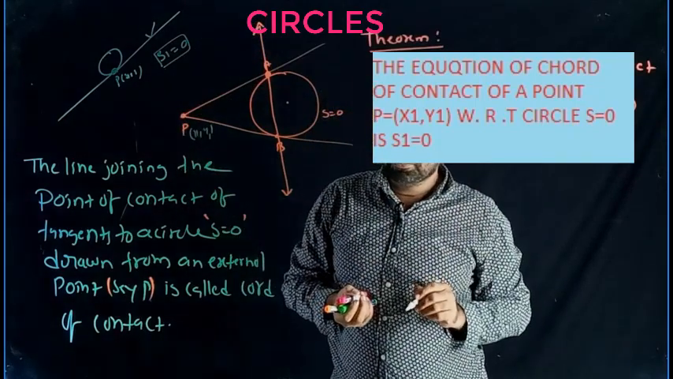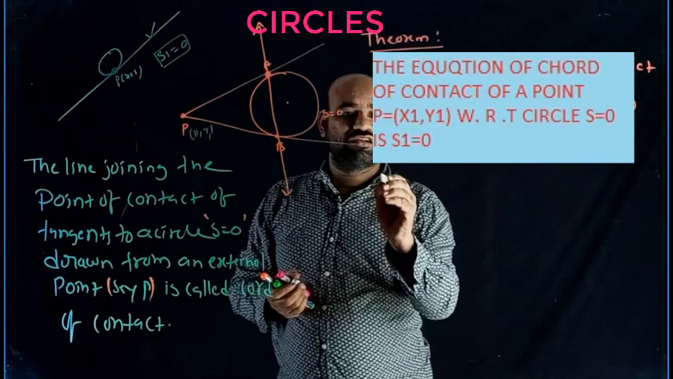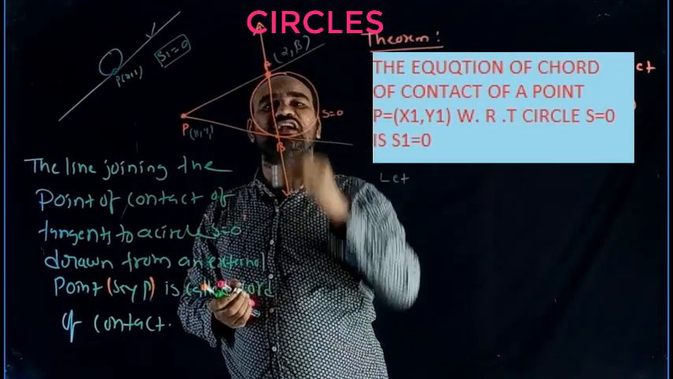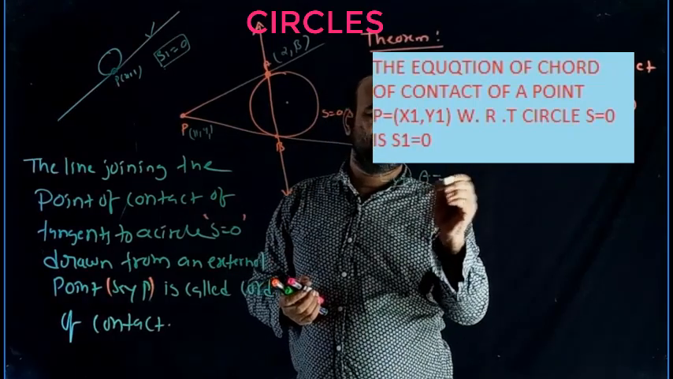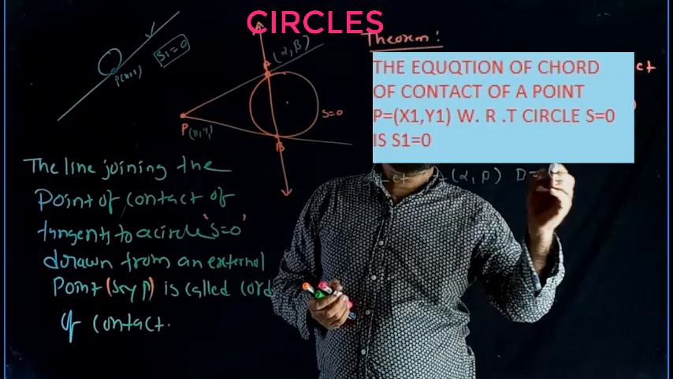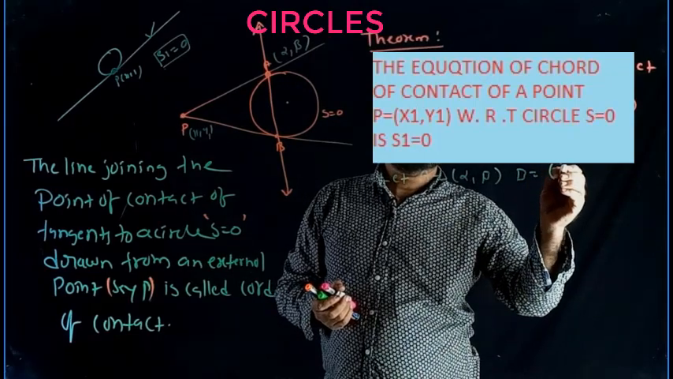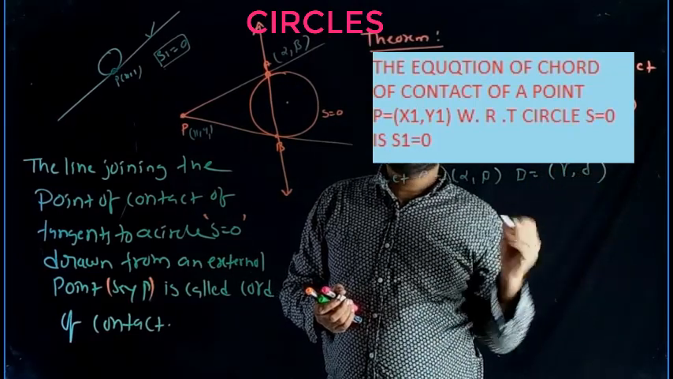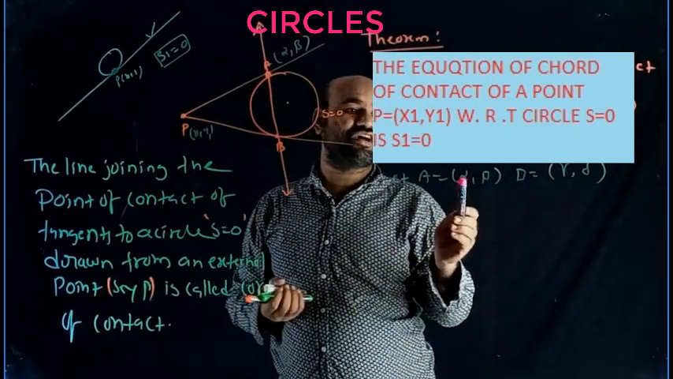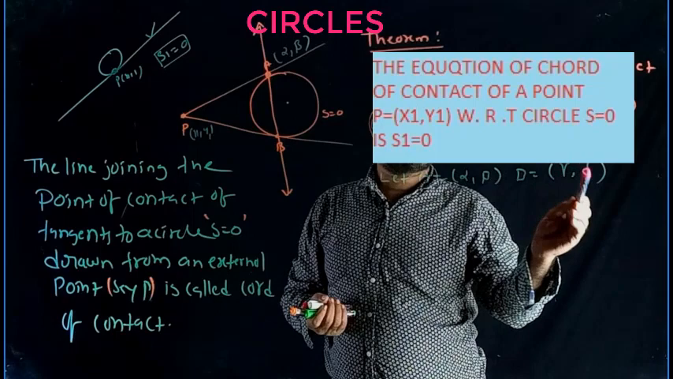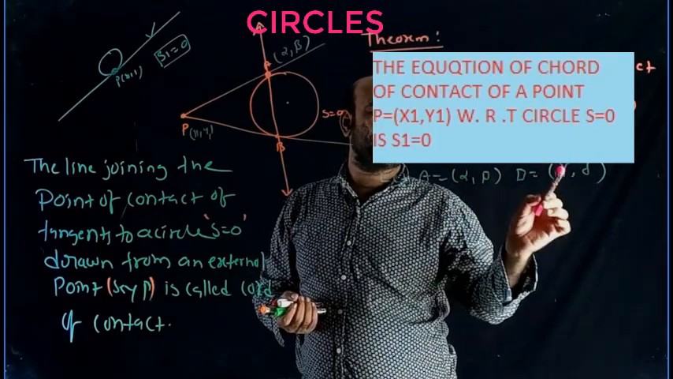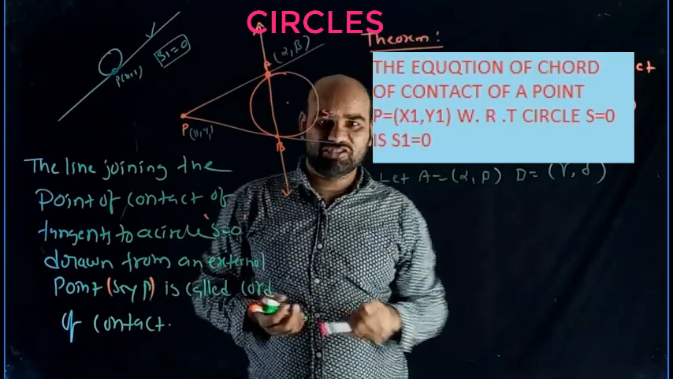Important theorem. Let alpha, beta be the coordinates of A, so A equal to (alpha, beta), and B equal to (gamma, delta). Now I want to find the equation of a line passing through (alpha, beta) and (gamma, delta), or I want to show that the equation of the line passing through the two points (alpha, beta) and (gamma, delta) should be S1 equal to 0.